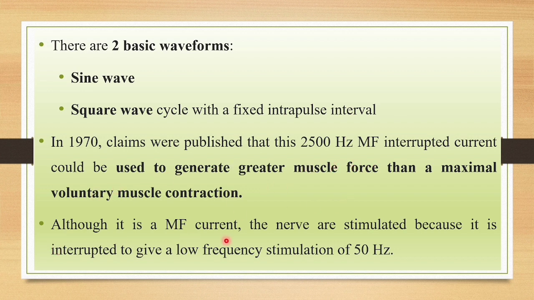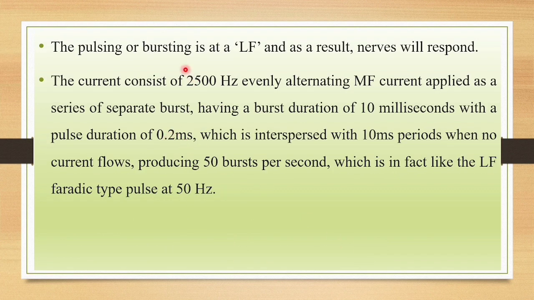Although it is a medium frequency current, the nerves are stimulated because it is interrupted to give a low frequency stimulation of 50 Hz. So it has a medium frequency effect as well as a low frequency effect. So the nerves will be stimulated because of the low frequency effect also. The pulsing or bursting is at a low frequency, and as a result the nerves will respond.